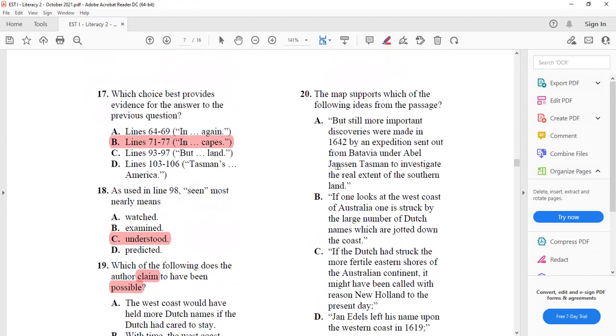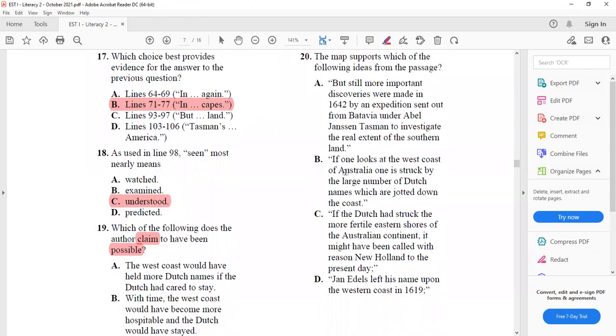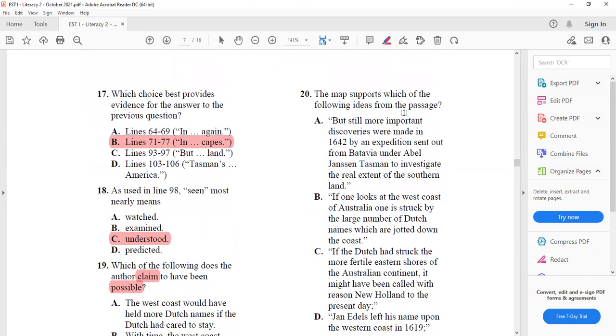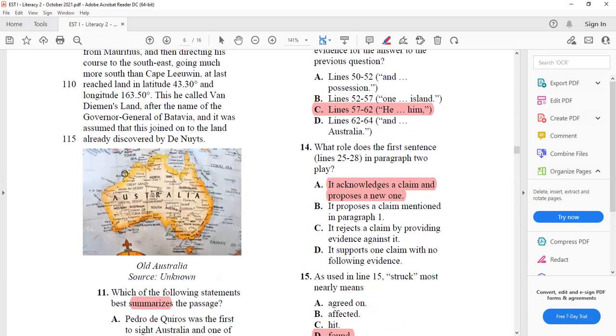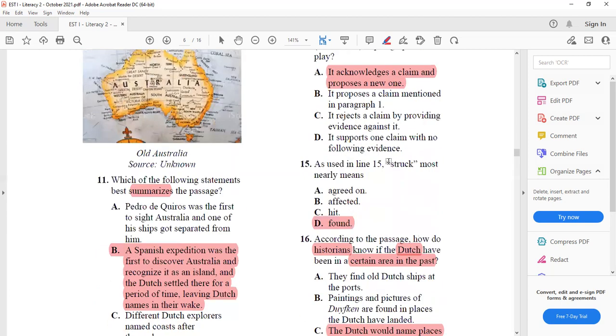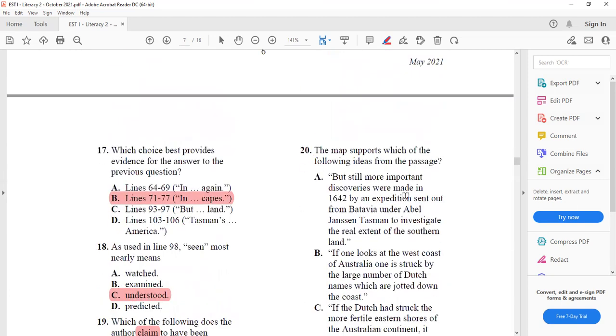He must put information for us to know what we are talking about, but we are just going to match it to the passage. He said, but still more important discoveries were made in 1642 by an expedition sent out from Batavia under Abel Tasman's testament to investigate the real extent of the southern land. We know that this is true, but in the graph or in the map, it's not mentioned. It's an actual graph for Australia, so I'm not going to take it.